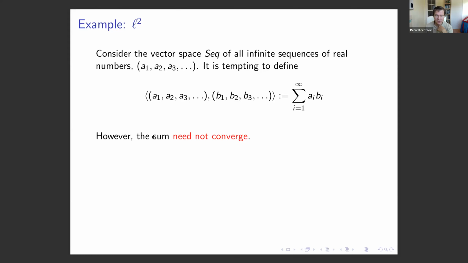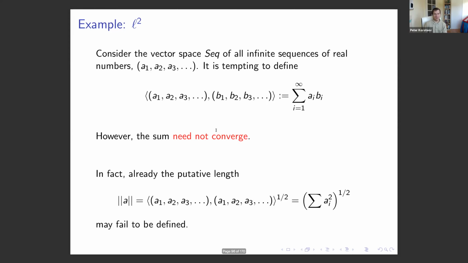But the sum need not converge. Of course there are a bunch of sequences that converge, but when you multiply them together, you can get a divergent series. There are plenty of examples like that. Even if you try to define the length, that may not be defined. If you take the vector dot itself and then take a square root, this also may be divergent. So we need to come up with a better idea.